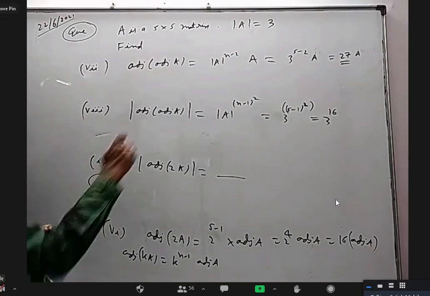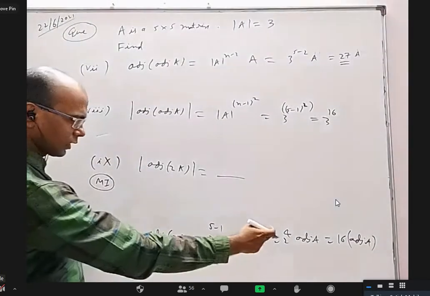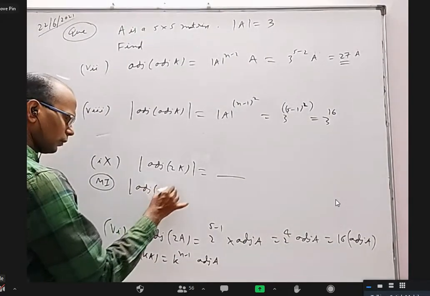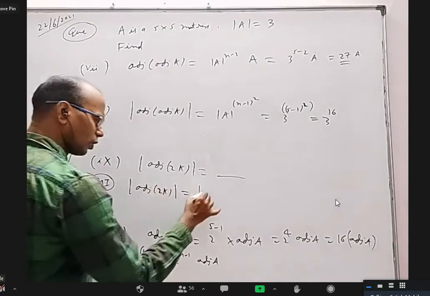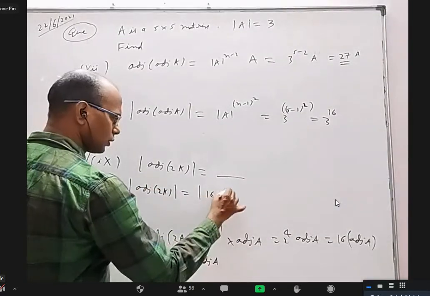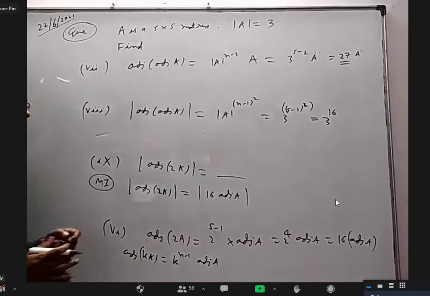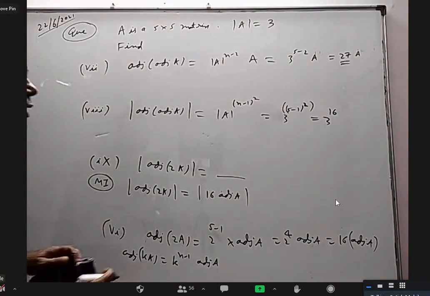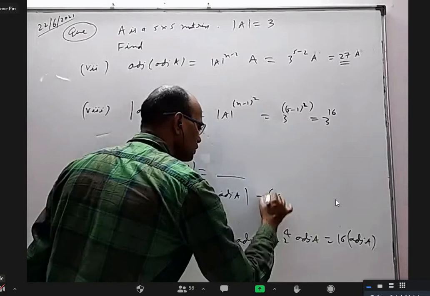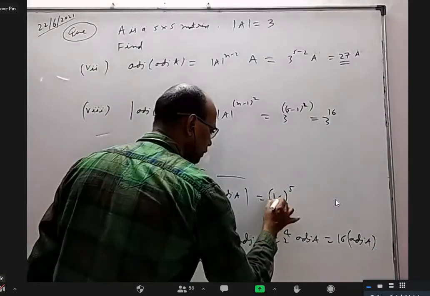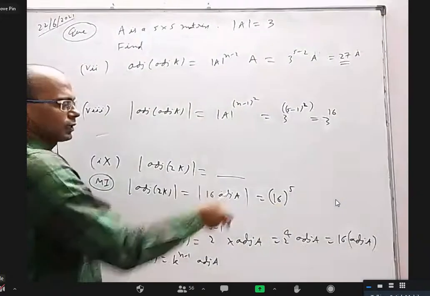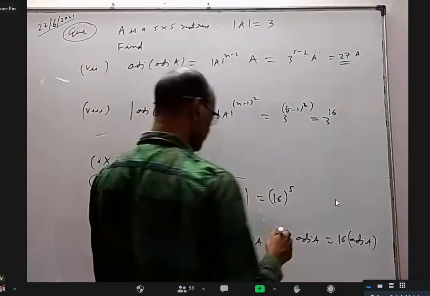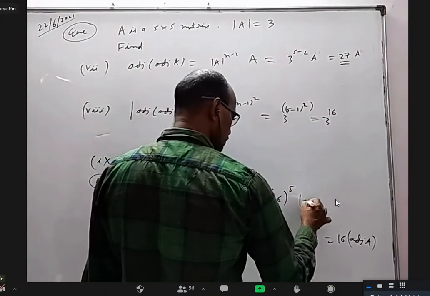Ninth one, there are two ways to do it. Adjoint 2A we already got as 16 adjoint A. But det of KA is equal to K power n into det A, so I have to write this as 16 power 5. Whenever you multiply a matrix with K and take det of that, K will come common n times. So it is not just 16 coming out. 16 power 5 into det of adjoint A.